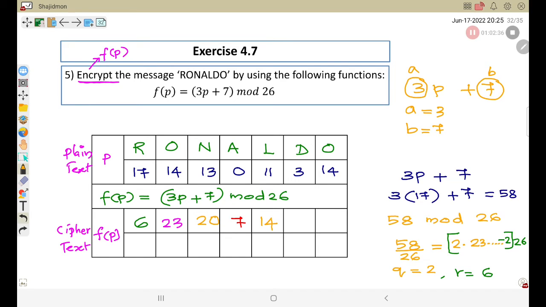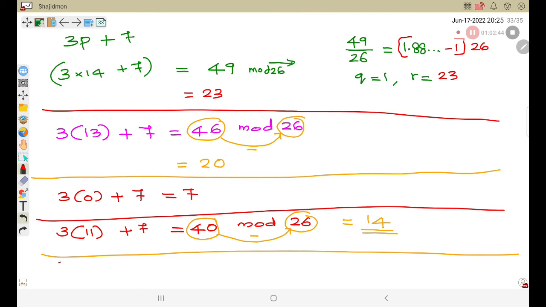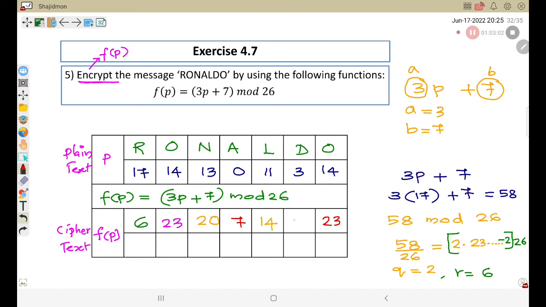Now 3 and 14. 14 means 23. Already we calculated here. Here 23. Now 3 we can check it. So 3 multiply 3 plus 7. 9 plus 7, 16. No need to take mod. Correct. Mod 26 not needed. Same number 16. Only when it is 26 or more than 26 are we taking mod.